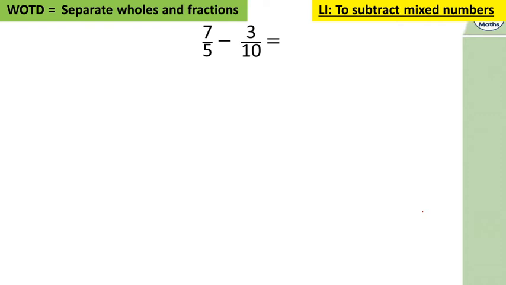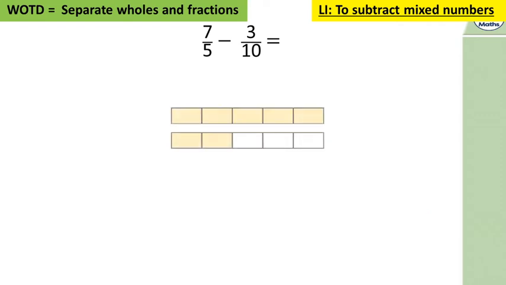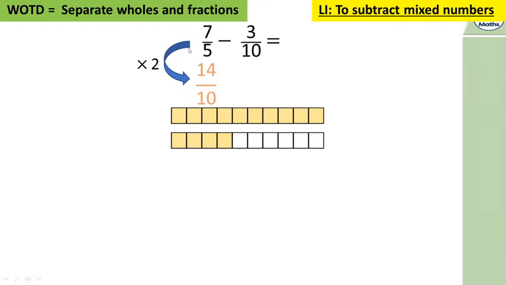Right, let's look at subtracting our mixed numbers. So here we have 7/5 minus 3/10. So 7/5, put that into tenths. So we've times the number of parts by 2. Where we multiply the bottom, we multiply the top. So we're going to make the denominators the same before we subtract. So 7/5 multiplied by 2 is 14/10. So we've got 14/10 minus 3/10, which is 11/10, or 1 1/10.